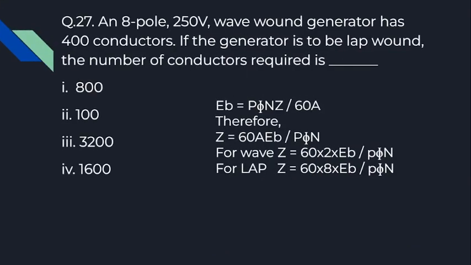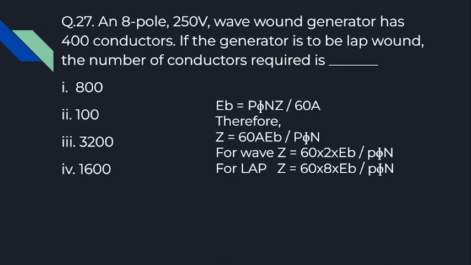An 8-pole 250 volt wave wound generator has 400 conductors. If the generator is to be lap wound, the number of conductors required is dash. See, it's not just a problem here, they are just asking your logic. If there is a machine with 8-pole 250 volt and 400 conductors and it is wave wound, now I want to change that wave winding to lap winding. So how many conductors are required for that? That is the question.